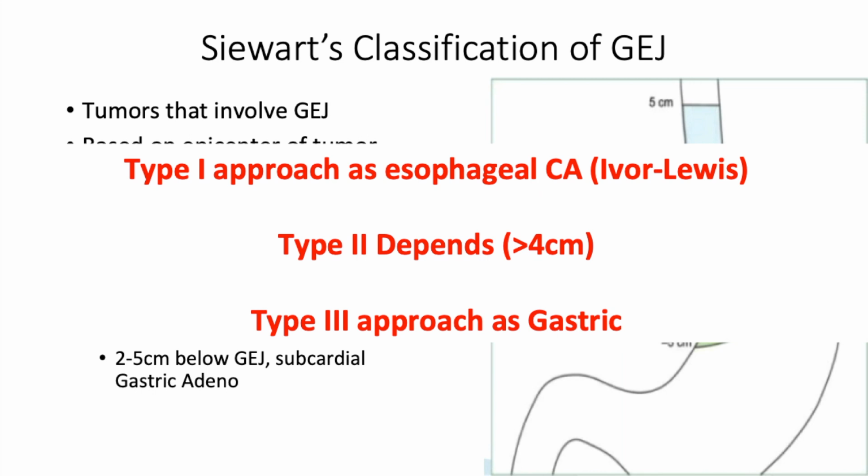So the take-homes here: type 1 is approached as a low esophageal cancer, so you do an Ivor Lewis. Type 2, it depends. If there's more than 4 centimeters of esophagus involved, then you should do an Ivor Lewis. If not, then approach it through the abdomen. Type 3 is approached as a gastric cancer through the abdomen.